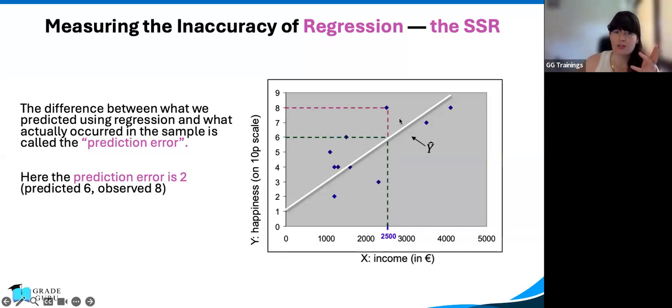So this difference between what the regression line predicted for y and what actually happened in the sample for y, that difference is called the prediction error. In this example, the prediction error is 2, because we predicted 6 and the reality is 8. There's a difference of 2 points there. Everyone clear on that? Is that simple? Okay.